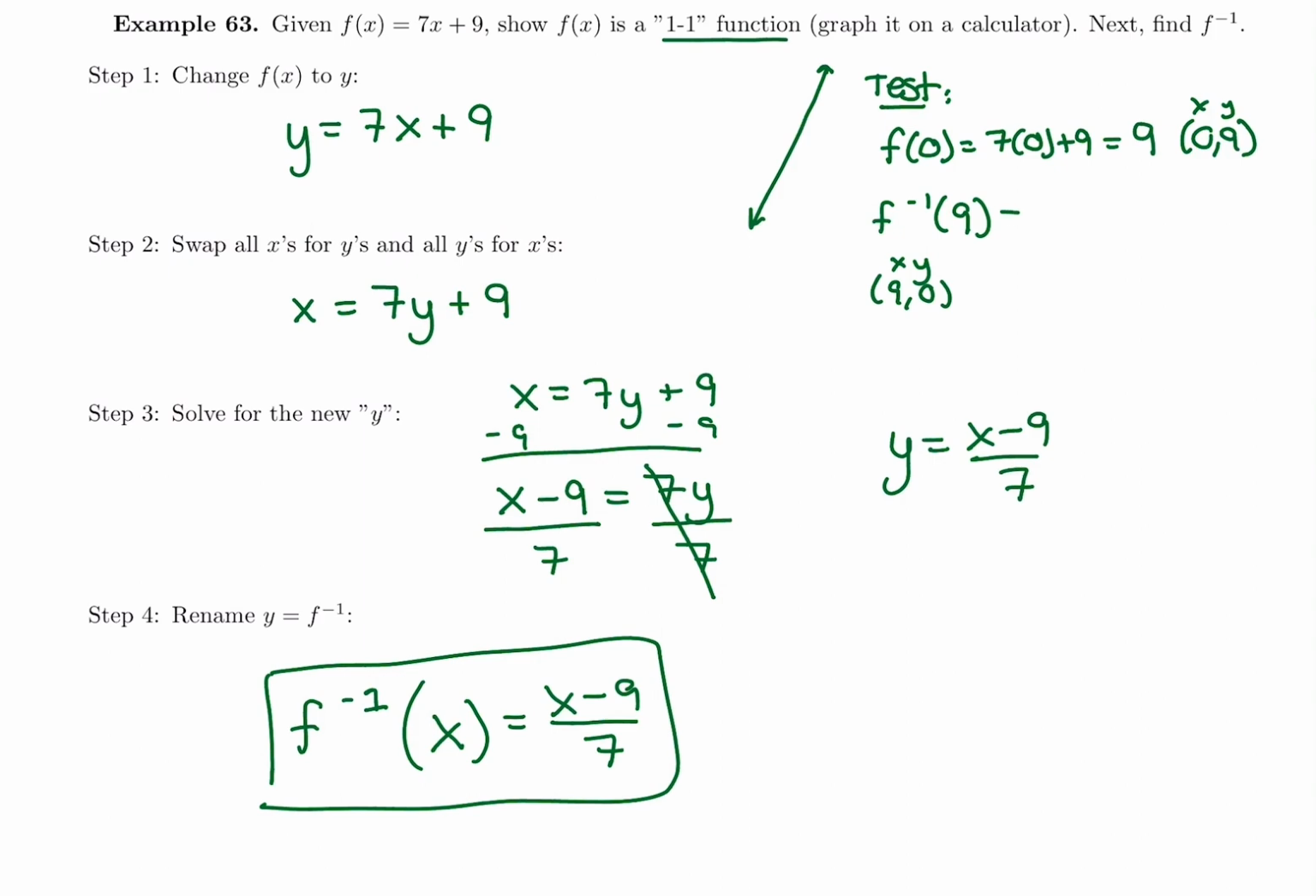Make x 9, y should be 0. So I can test it into the inverse. 9 minus 9 is 0, divided by 7 is 0. So testing by a point to just check if that is true is one way to check. The other way is to just kind of visually assess. So we have 7 times x plus 9. What would be the opposite of multiplying by 7 and adding 9? Well, we have subtracting 9 and dividing by 7. So that looks good. I'm pretty confident that this f inverse of x is x minus 9 over 7.